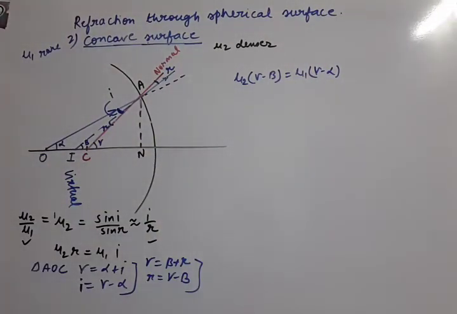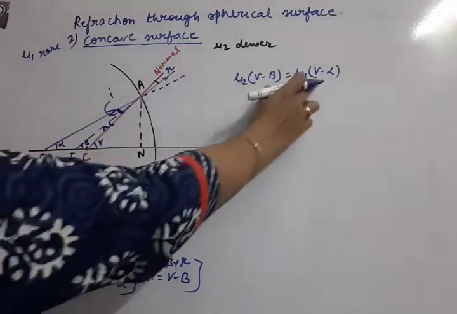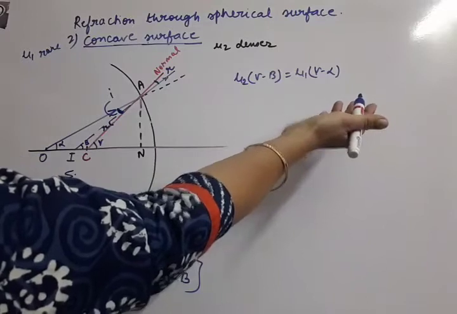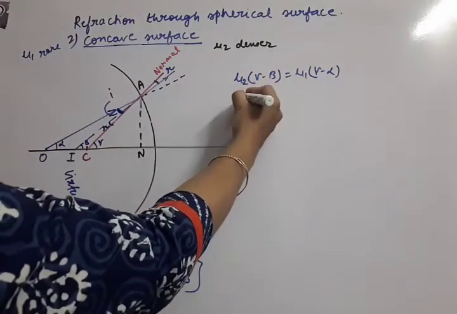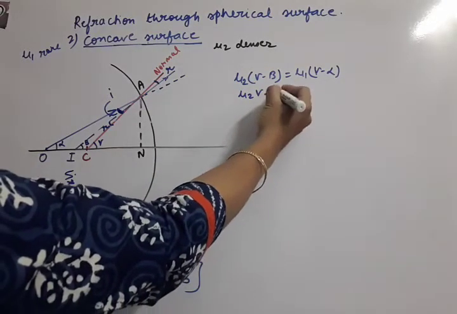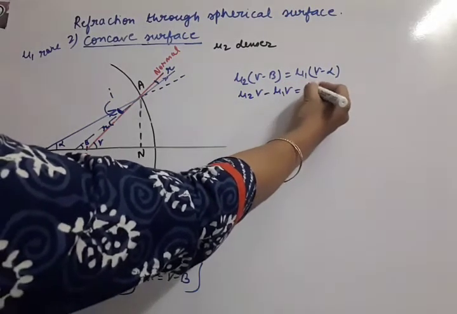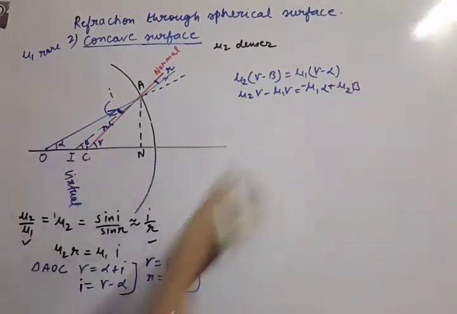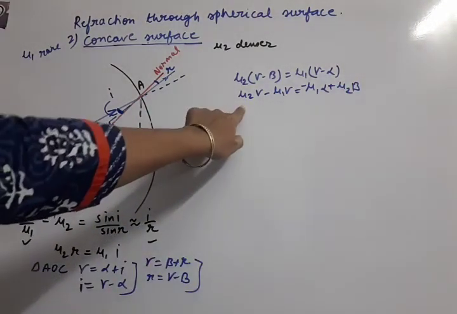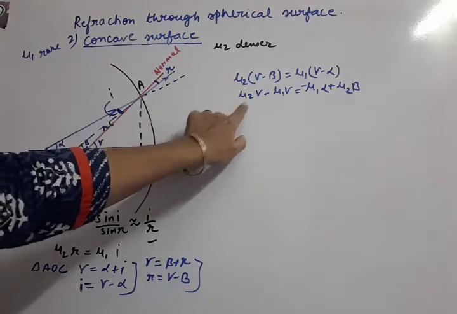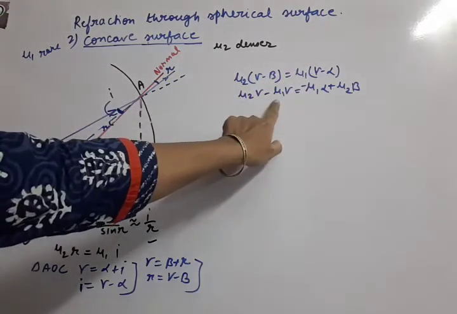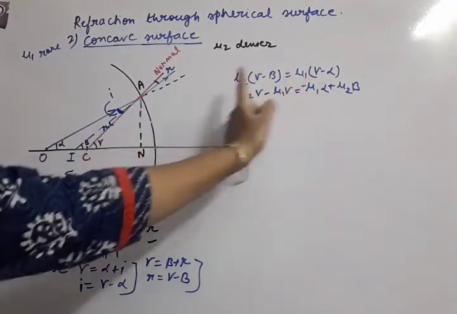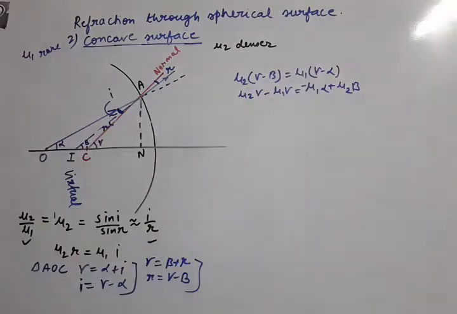Now the gamma value will be related to R, the radius of curvature. You have to take all gamma values on one side. So mu 2 gamma, and mu 1 gamma with a minus sign, will be shifted here. Then mu 1 alpha stays here only, with a minus sign, and mu 2 beta is shifted to that side. All gamma values should be on one side.